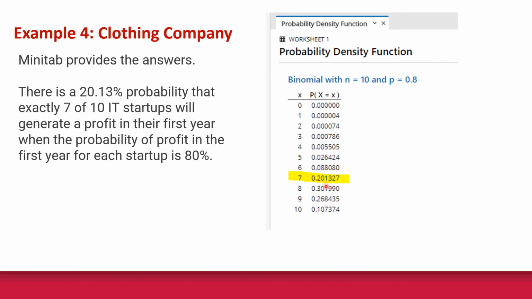So what does that mean? That means that there's a 20.13% probability that exactly 7 of 10 IT startups will generate a profit in their first year, when the probability of a profit in the first year for each startup is 80%. You can see it gives you all the data. So if you're interested in 8 or 9, you can actually see, and the most likely outcome is 8, based on the data.